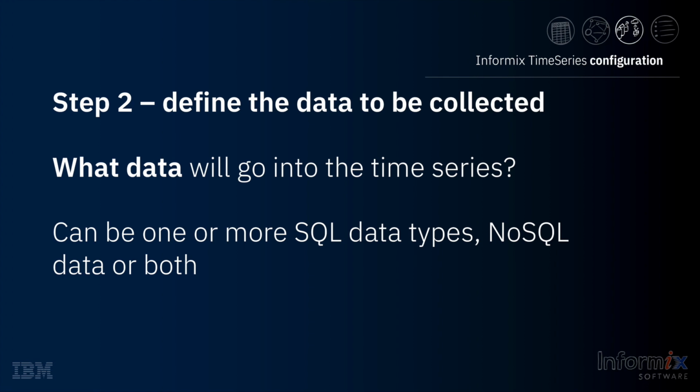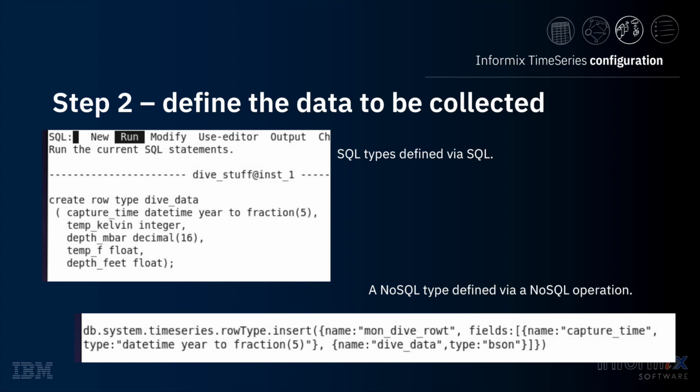The next step is to define what data will be captured in the time series. As mentioned earlier, it can be traditional data types, unstructured data, or a combination of both. The definition itself is encapsulated in a named row type, one of the extended object-oriented data types Informix supports. In the first example, a series of traditional SQL data types with depth and temperature information will be stored. In the second example, an unstructured or NoSQL document will be stored.